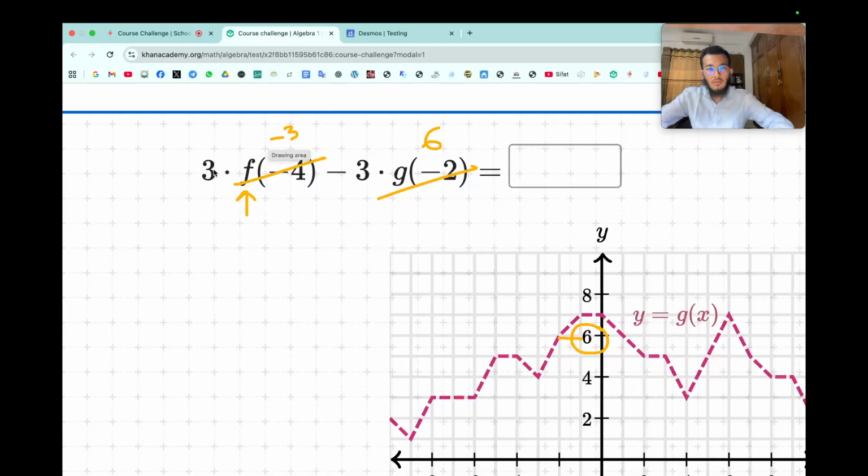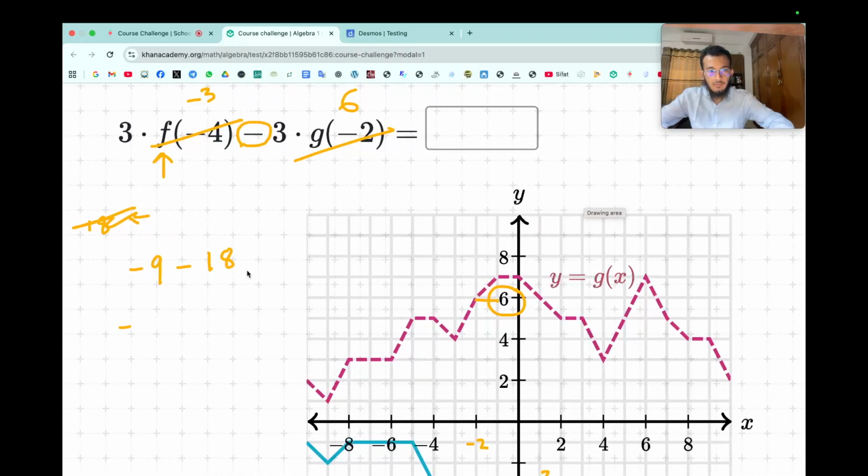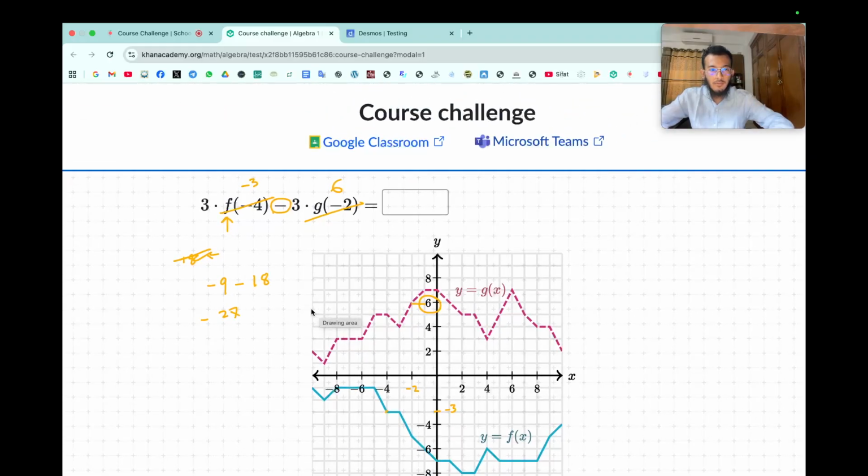So 3 times +6 is 18, and that is also, oh, we have a minus here. So we can't do this. BODMAS rule. So -3 times 3 is -9, and 3 times 6 is 18. So now we have -9 plus 18, which is... -27. So this is our answer for this one.